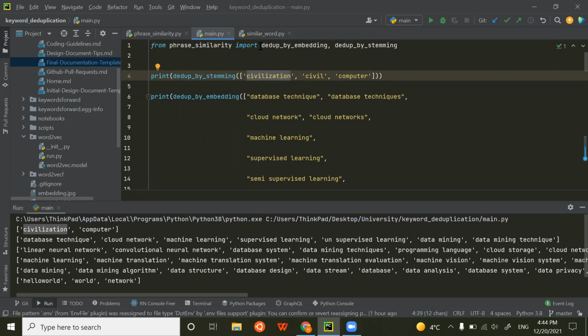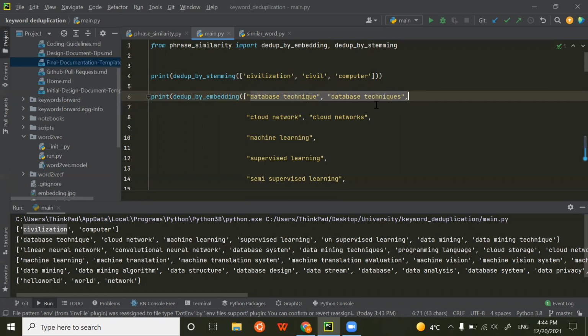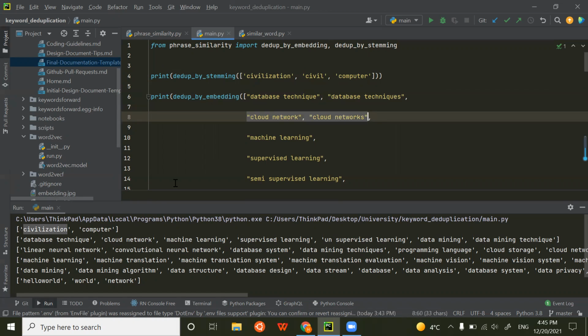The second function is more complicated and has much more improvement to do in the future, but now it's already doing a good job. It compares the embeddings of two key phrases, like database technique and database techniques. These two will be regarded as the same, and so do these two. So we can see that here is the output.